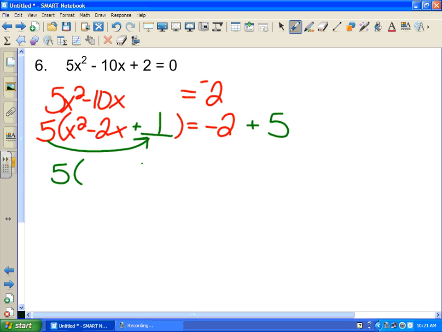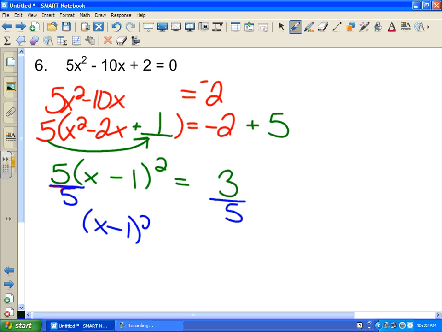So x minus 1 squared, just half of the middle term, equals what? 3. Okay. Well, I haven't gotten there yet. Now I'm just trying to get x by itself. What can I do to get x by itself? Yeah, before we do the square, let's divide. Divide by 5. So what's that? 0.6.